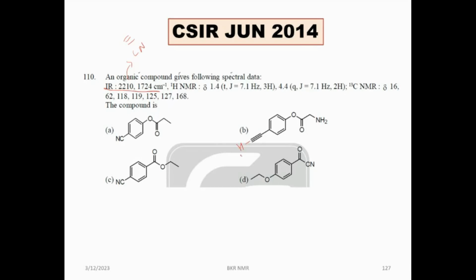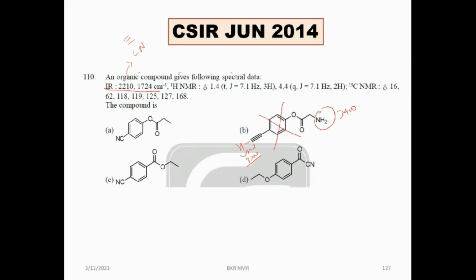Now, this is an alkyne. An alkyne has a hydrogen. What will be its CH stretching frequency? Where would the alkyne CH value come? 3300. Very good. I really appreciate it. Similarly, where would the NH2 value come? A broad, strong peak near 3400 would come. Both are missing here. So this option is straight away ruled out based purely on IR. So I am removing option B based purely on IR.